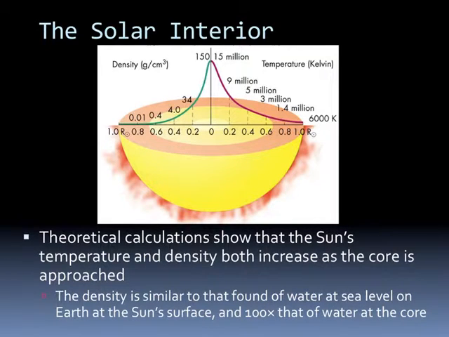However, we can do calculations that show that the Sun's temperature and density both increase as the core is approached. The density is similar to that of water at sea level on the Earth at the Sun's surface, and 100 times that of water at the core of the Sun.